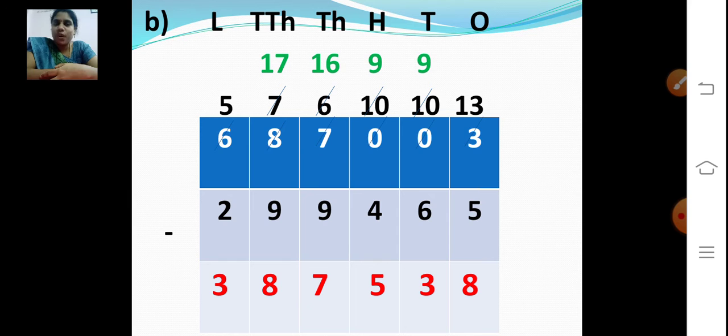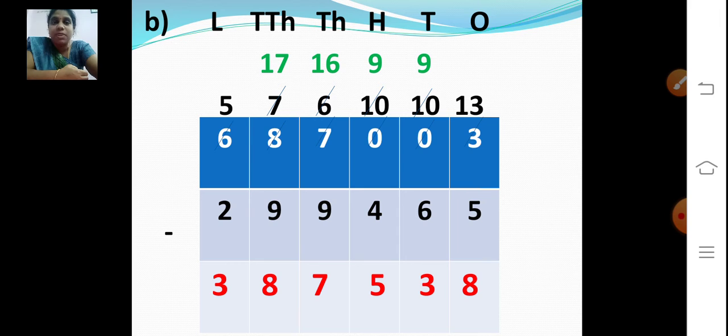3,87,538. First, what do we have to do? First we have to subtract the ones place, right? So 3 minus 5 is not possible. So I'm borrowing 1, 13. 13 minus 5 is 8. Now, can you borrow from 0? I cannot borrow. First I'm borrowing from the thousands place.